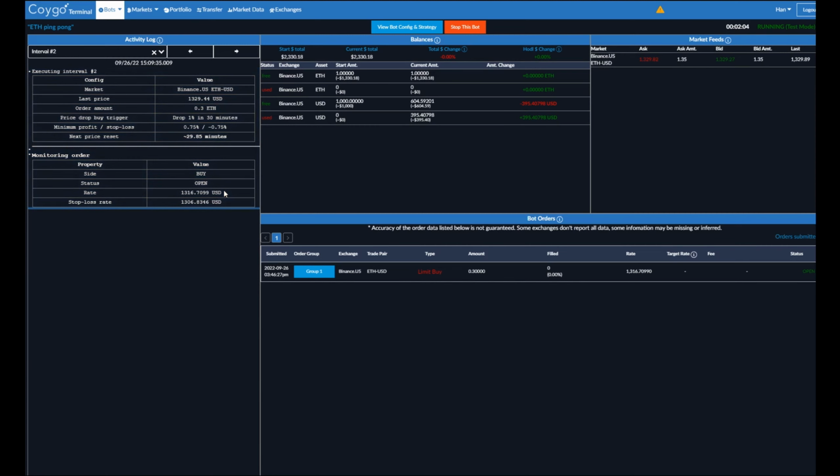above that price. But if the price continues dropping to 13.06, the bot will say, okay, I want to prevent any further losses. I want to stop losses. So it's going to cancel your open sell order and immediately sell your position in a market sell to prevent any further losses.